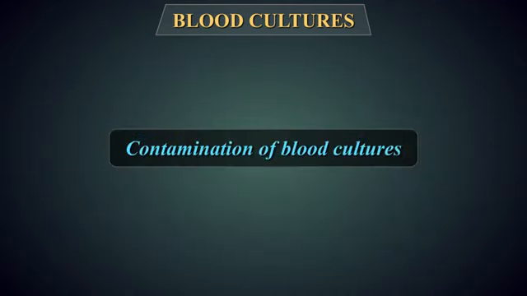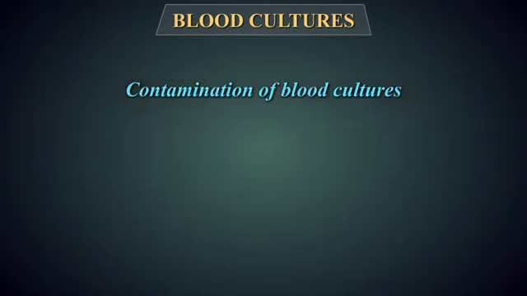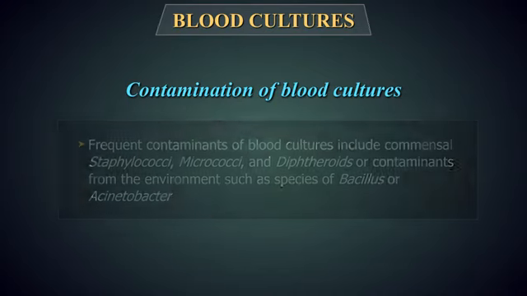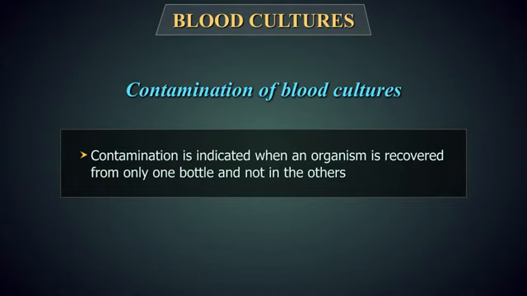Contamination of blood cultures. Contamination can occur when an aseptic technique is not used at the time of blood collection or at a later stage while subculturing. Frequent contaminants of blood cultures include commensal staphylococci, micrococci, and diphtheroids, or contaminants from the environment such as species of Bacillus or Acinetobacter. Contamination is indicated when an organism is recovered from only one bottle and not in the others, or when a mixed microbial flora is isolated.